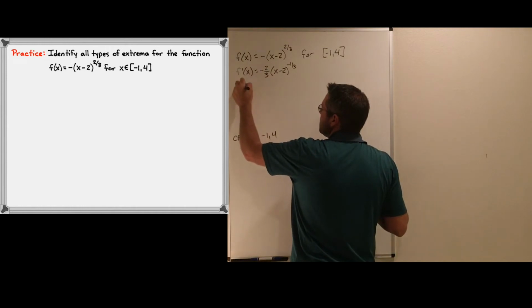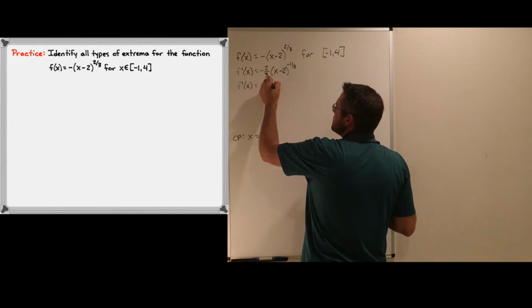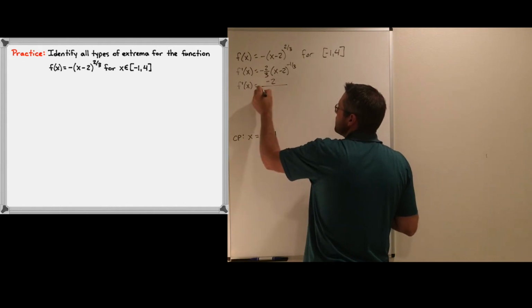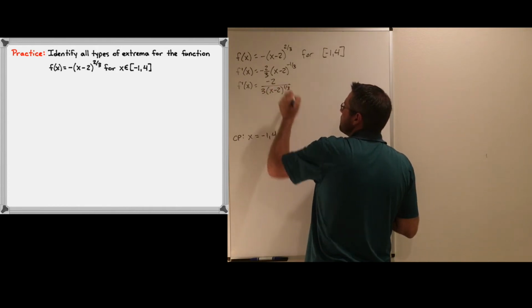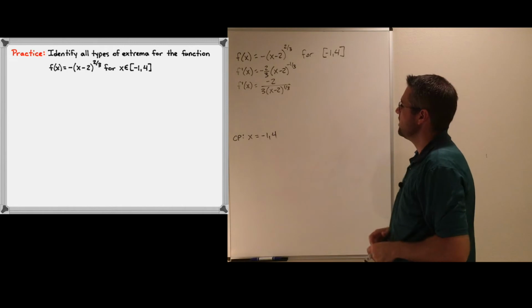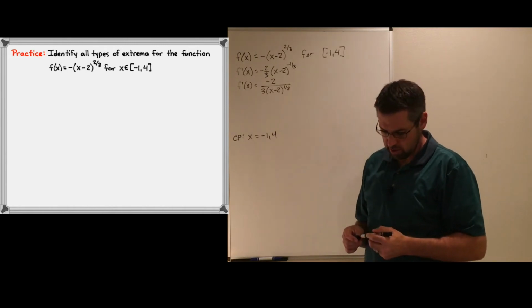So I'm going to go ahead and rewrite this so that it's a little bit easier to see analytically here. So -2/3 times (x minus 2) to the 1/3 instead of having a negative exponent, we'll move it down and make it a positive exponent. That'll make us able to see things a little bit easier now.